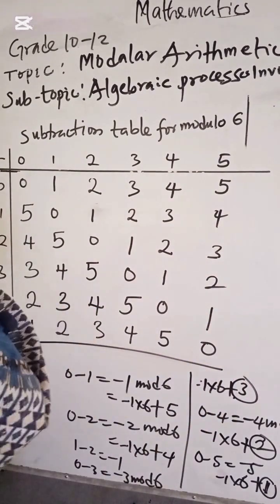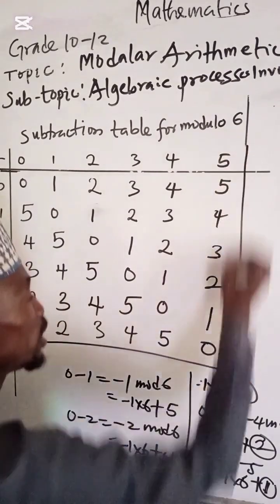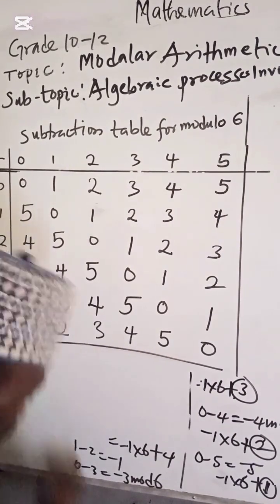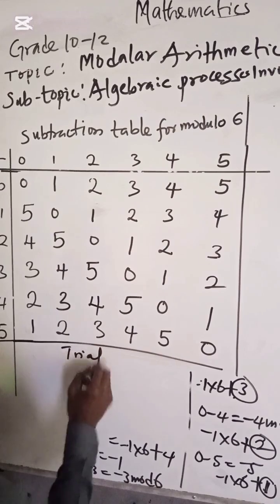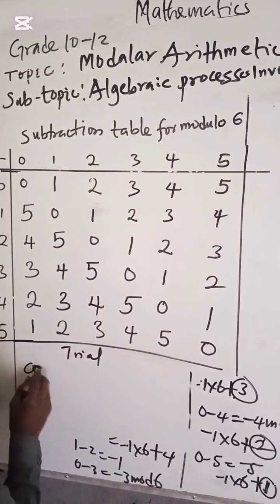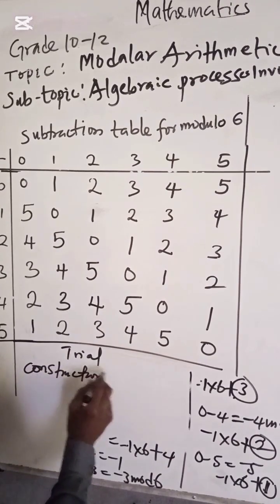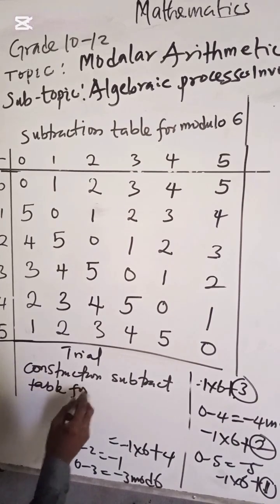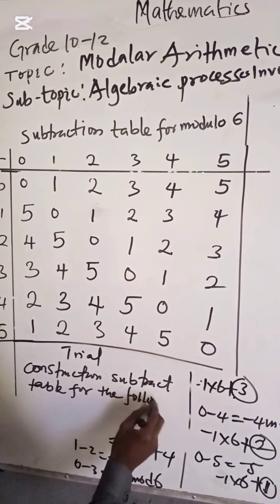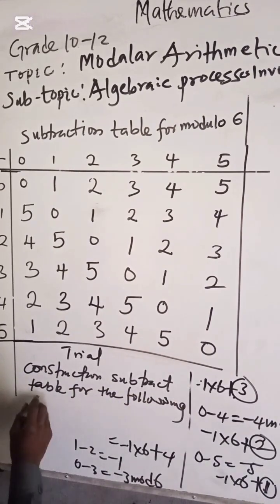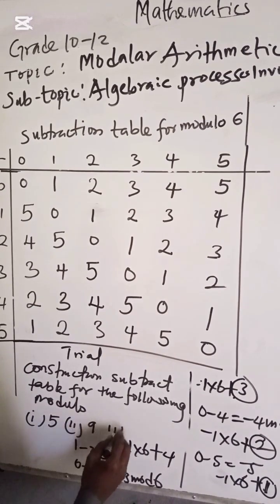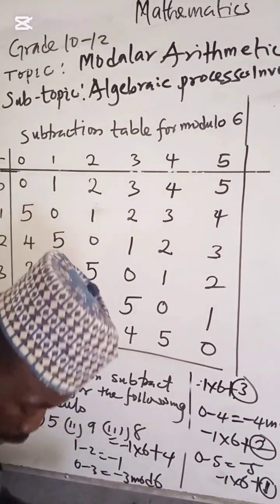What I would like you to do for me, in the comment section, is this. Make sure you do it for me. Try to construct a subtraction table for the following modulo: 1 modulo 5, 2 modulo 9, then 3 modulo 8. Make sure you do it.